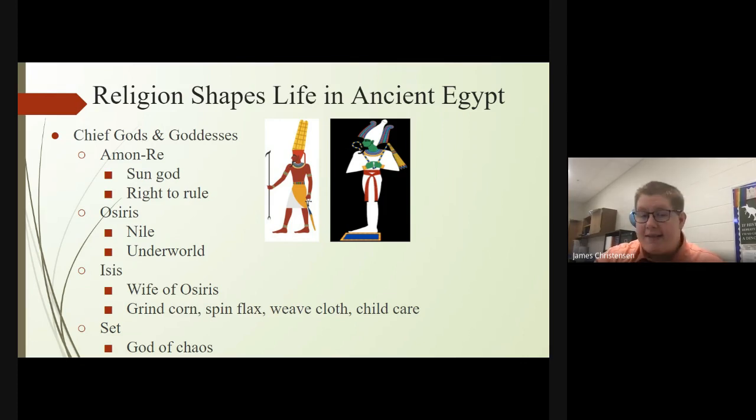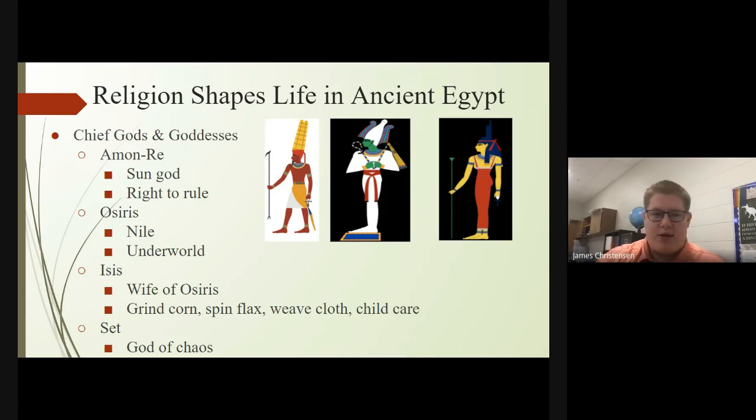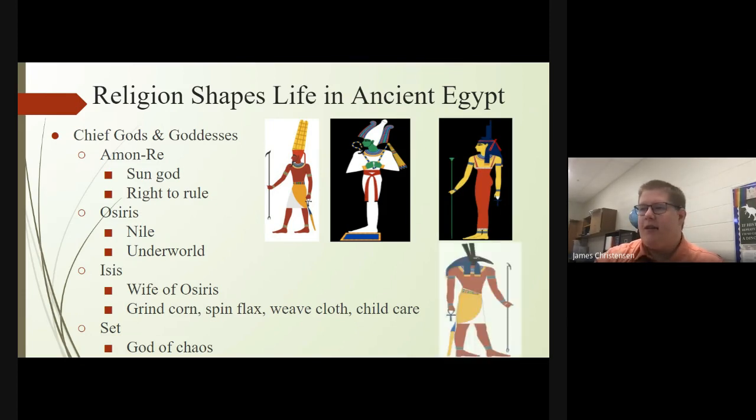Osiris's wife, Isis, who was the goddess of corn, flax, weaving cloth, and childcare, as pictured there. And then Set, the god of chaos. Every ancient religion seems to have one, whether it be Set in the Egyptians, you have your prankster gods in the Greek pantheon, you have Loki in Norse mythology. They all play a major role in that sort of thing.